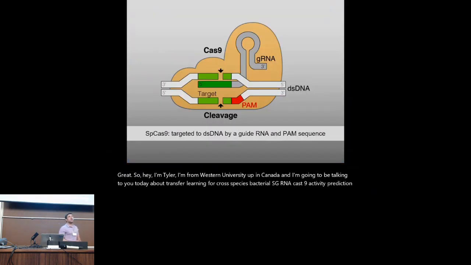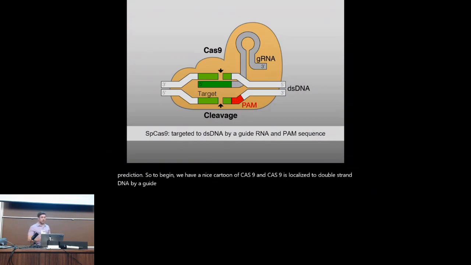So, to begin, we have a nice cartoon of Cas9, and Cas9 is localized to double strand DNA by a guide sequence, a single guide RNA. And it uses that guide RNA alongside the PAM. In this case, for what we're looking at using SP-Cas9, that's an NGG PAM.